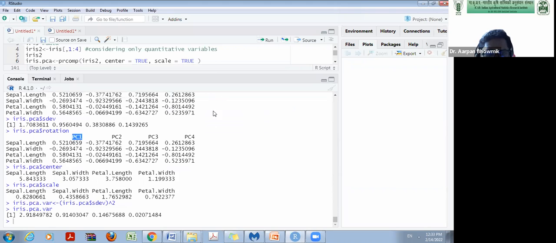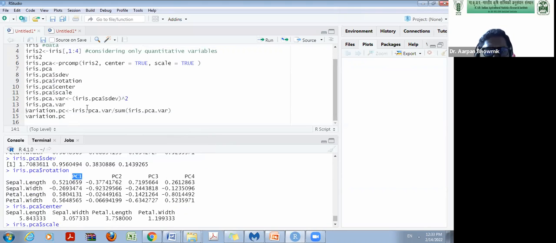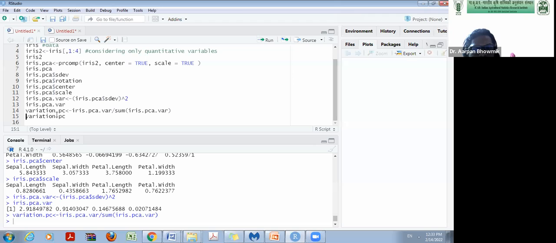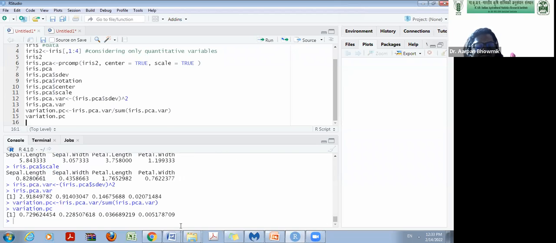However, sepal length, petal length and petal width, all these three are very much important in defining the species. Now in order to see the variation explained by the PC, I have given the name variation.pc. That is nothing but the variances of the PC, that is iris.pca.var, the name of the output file, divided by the sum of this. Just run it. So you can see I have run it. Now variation.pc, just print it.